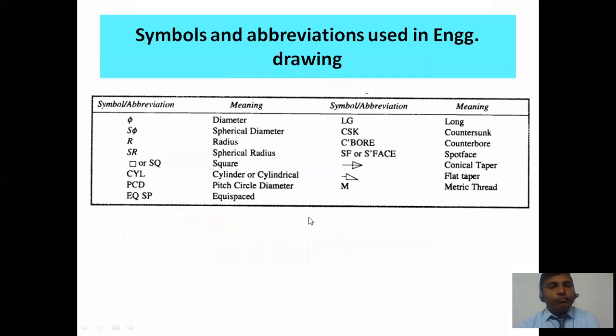So go through this. Some abbreviations show exactly what the features are, and which symbols you can use to show the dimensions for different entities. So it is shown.